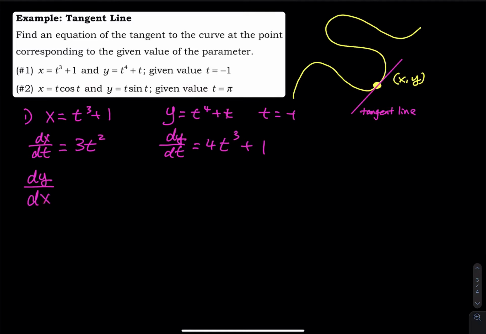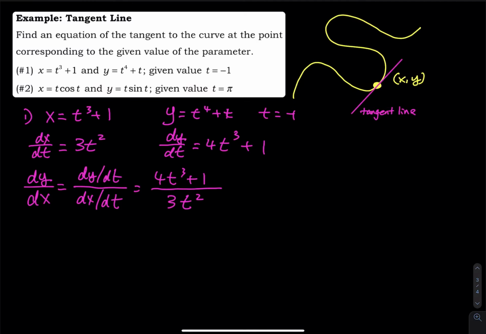Then I will use the formula for dy/dx. What is that equal to? It equals dy/dt divided by the derivative of x with respect to t, so you have 4t to the third plus 1 divided by 3t squared. So you can still find the derivative without eliminating t. When I consider the derivative, I can consider the t.